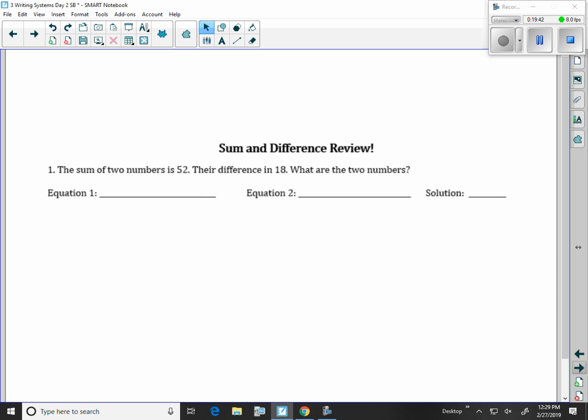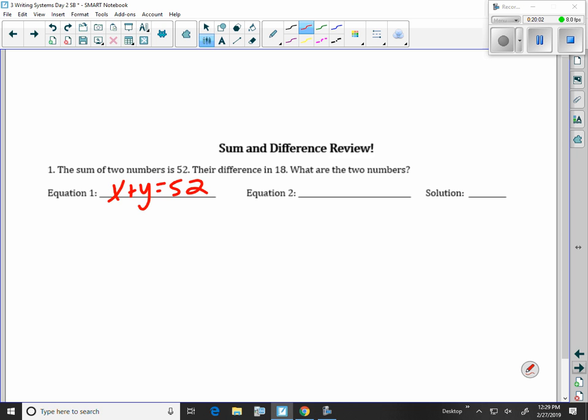Okay, we have 3 practice, I think, and then you're on your own for a couple questions here. Sum and difference review from yesterday. The sum of 2 numbers is 52. What would that look like? X plus Y equals 52.